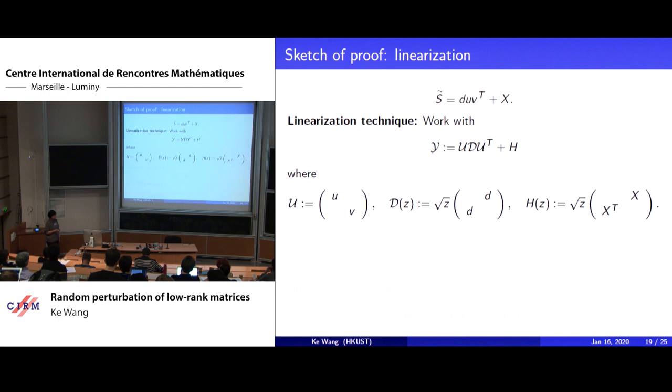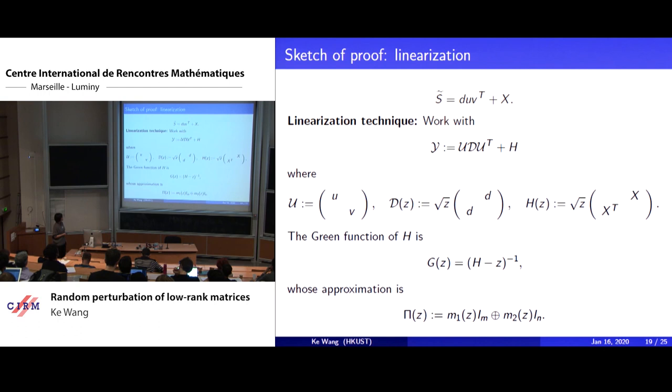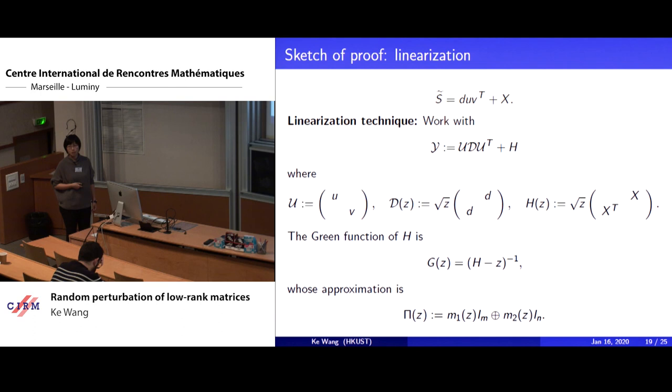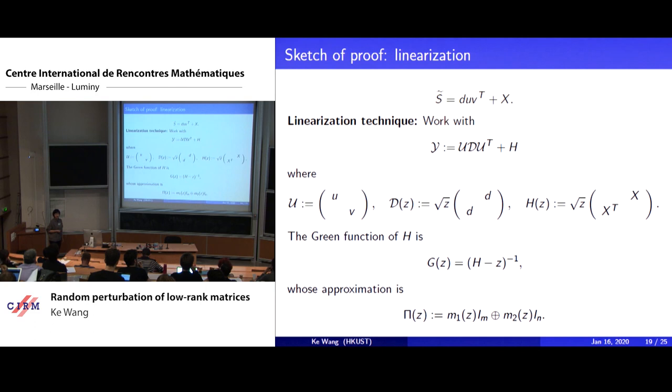And we'll define the Green function of the noise part. So the noise matrix now becomes this H, and the Green function of that, we call it G of z, is H minus z times identity, inverse. A very important ingredient in our proof is that this Green function can be well approximated by a deterministic matrix, pi of z, which is a diagonal matrix with the first diagonal entries M1 and the remaining diagonal entries M2. M1 and M2 are due to these transforms of the Marchenko-Pastur law.